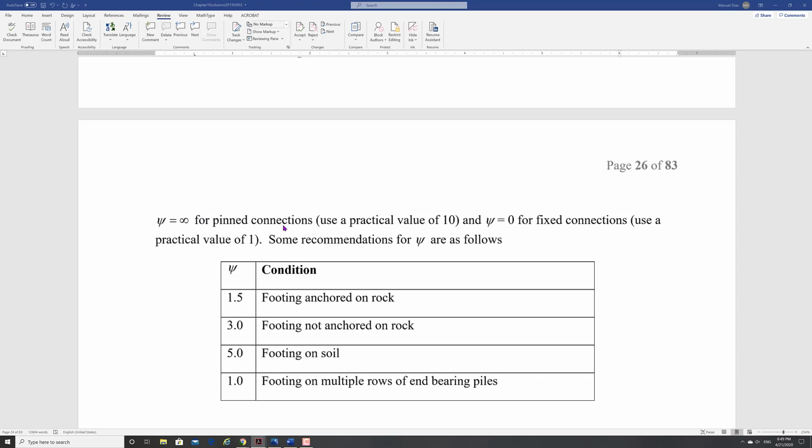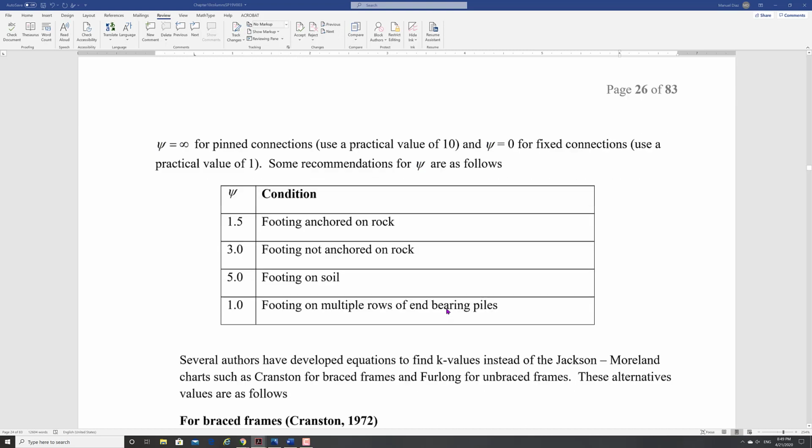Because it can rotate a lot, right? However, we don't use infinity. We use 10. That's kind of a practical number if you have a pin connection. If you have a fixed connection, the psi value is 0. But we don't use 0. We use 1.